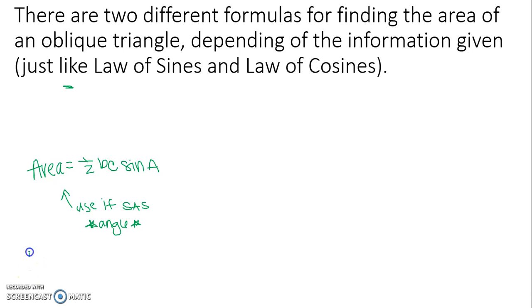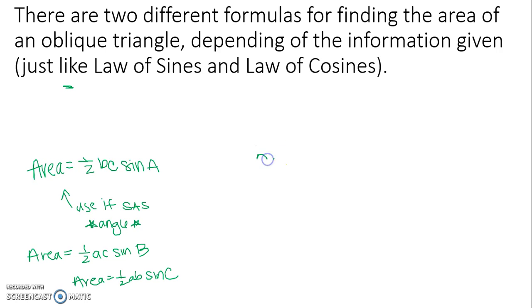And just like those formulas earlier, if I don't know angle A, if I know angle B, this is going to be 1/2 AC times sine of B. If I know angle C, it's going to be 1/2 AB times sine of C. So just the two sides can't match the angle that you know.